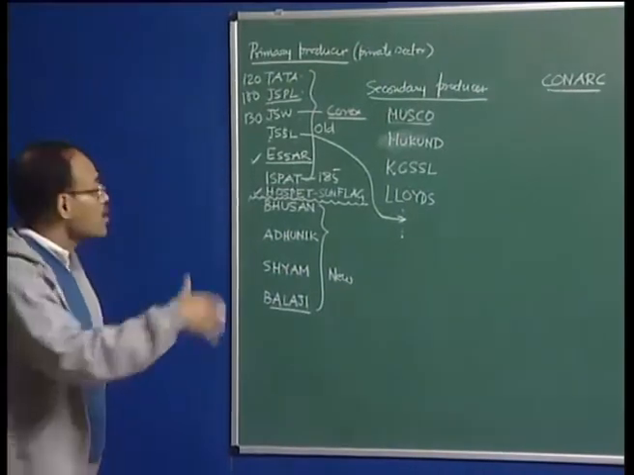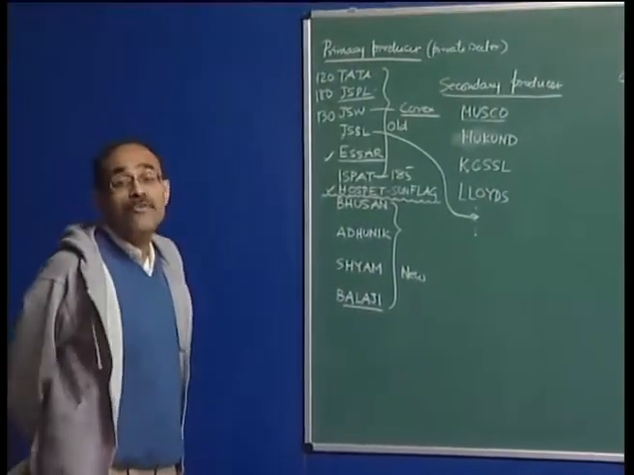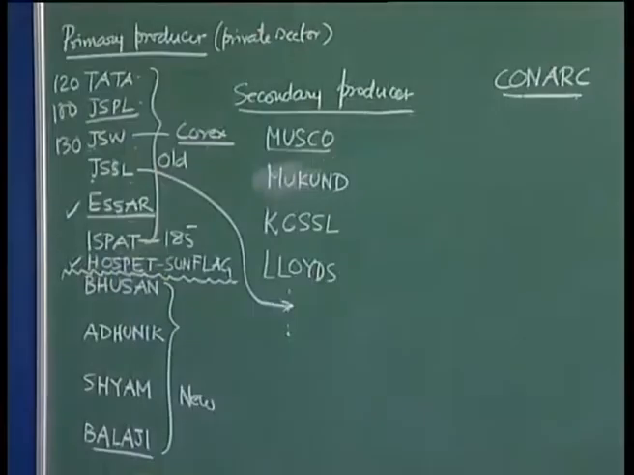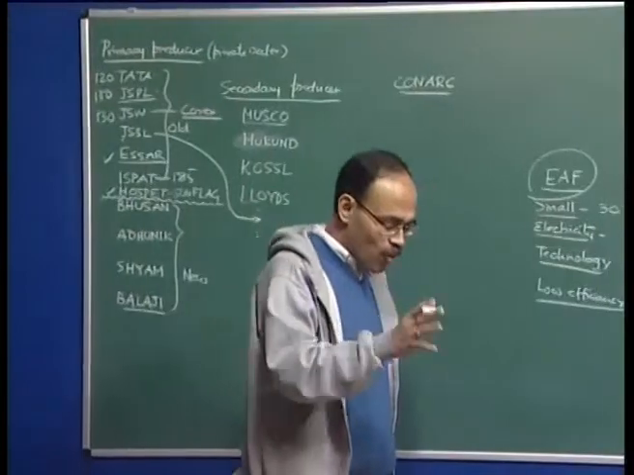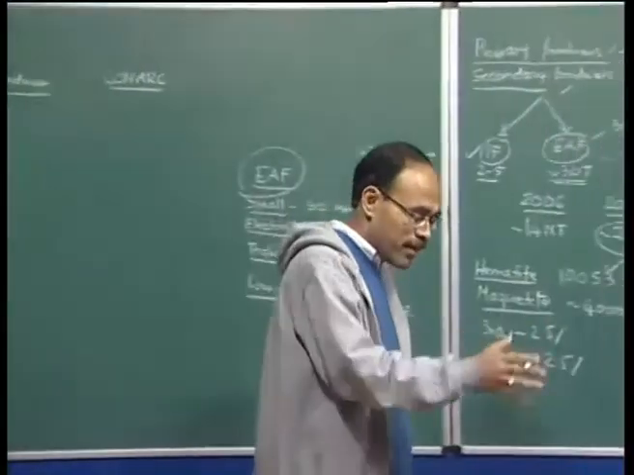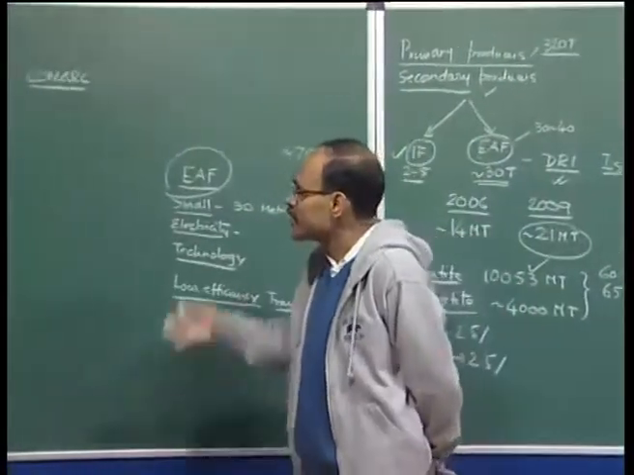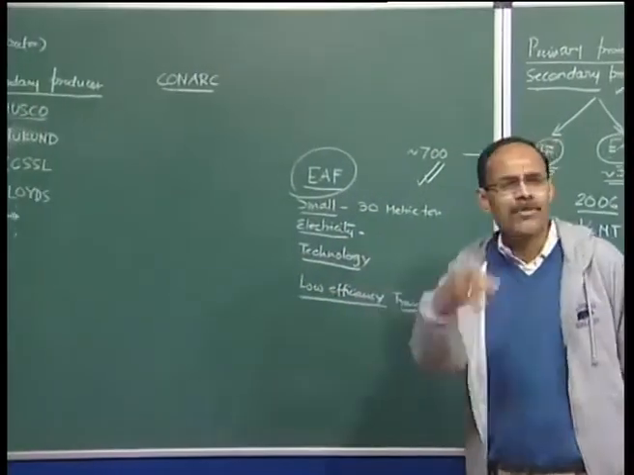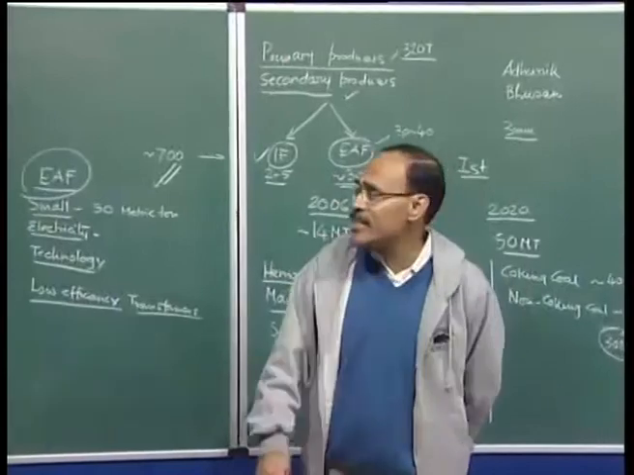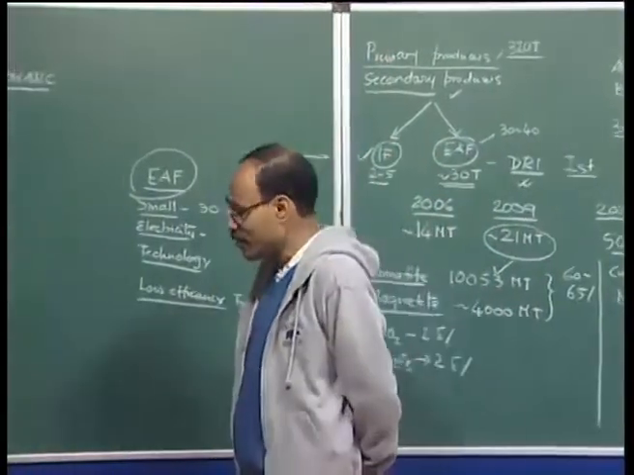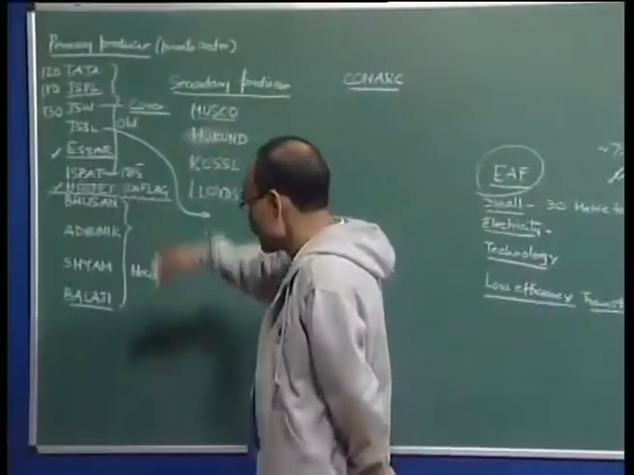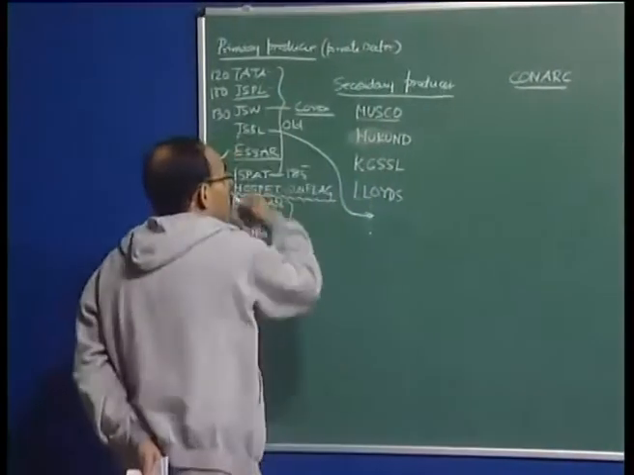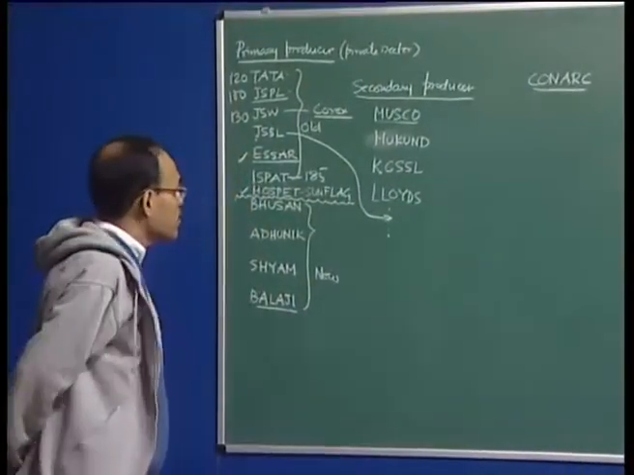If you go to Bokaro steel plant, for example, 320 ton. If you go to Rourkela, the converter sizes are 100 ton. So each plant actually is different. There is no comparison between one plant and the other in terms of their capacity, in terms of their steel making circuitry, in terms of their product, in terms of their efficiency, in terms of their environmental friendliness. I think all these are different from one plant to another plant.